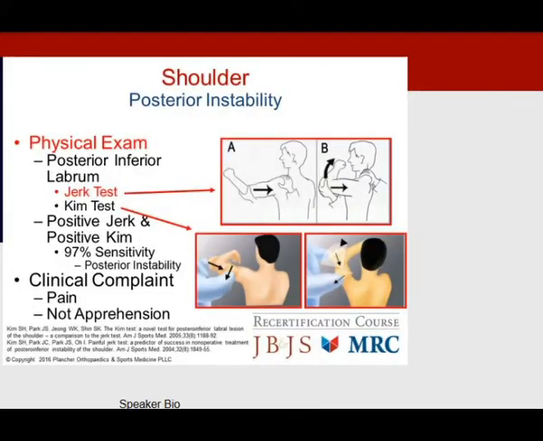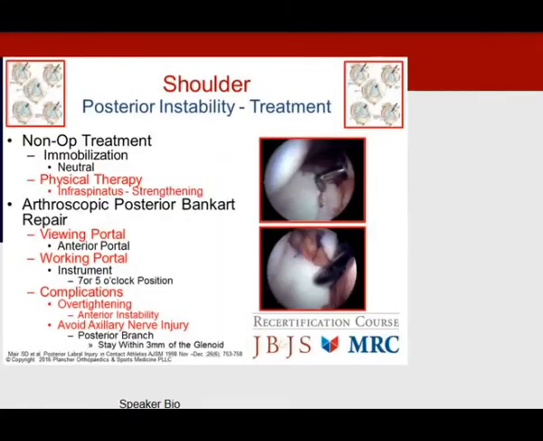Here, seeing the posterior instability demonstrated is quite sensitive. Remember, in posterior instability, the clinical complaint is pain more often than not, rather than apprehension, as opposed to anterior instability, where apprehension is the main clinical complaint. Posterior instability can be treated in a non-operative fashion with immobilization and strengthening of the infraspinatus during physical therapy.